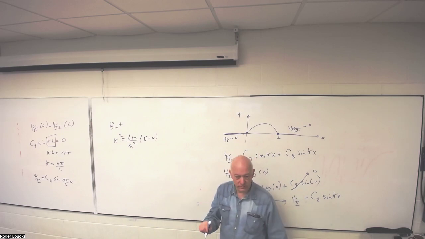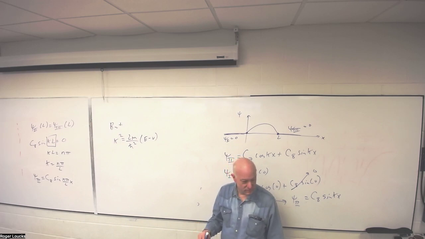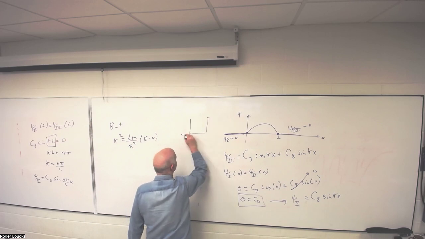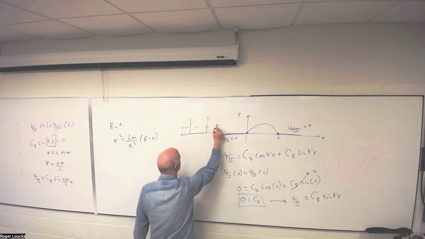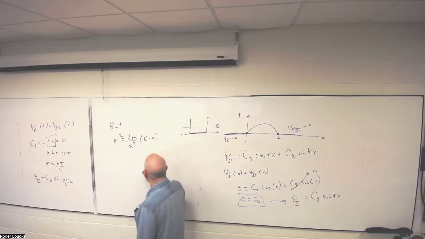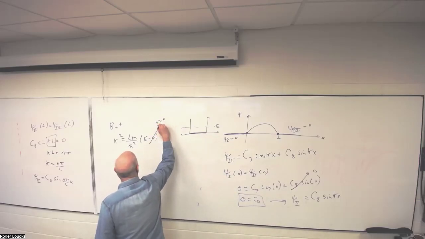Inside the box. Oh, it was less than, no, it was bigger than 3. Inside the box, 0. Okay. So inside the box, b equals 0.